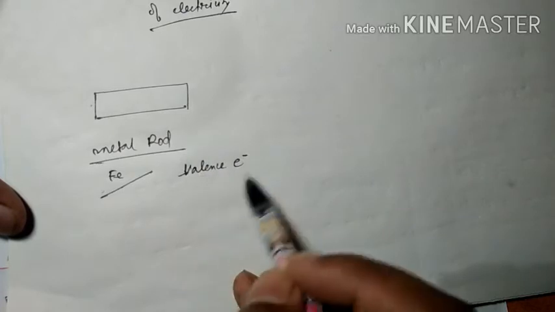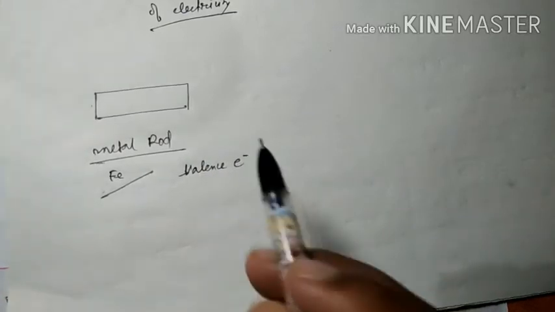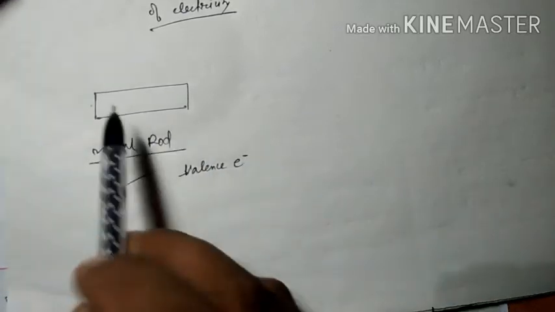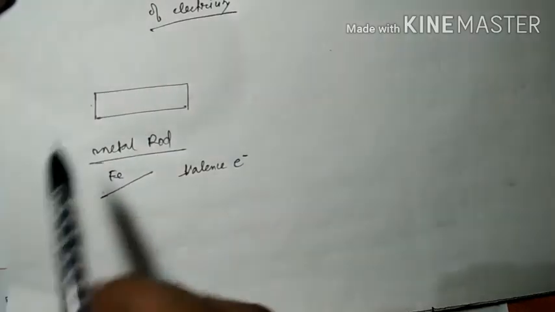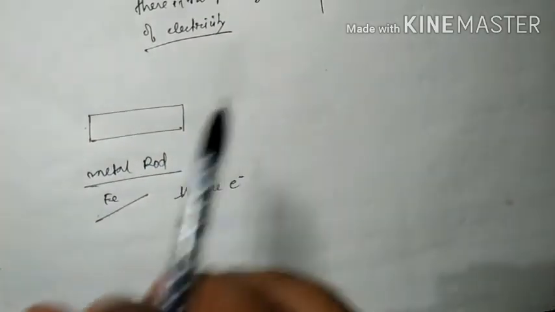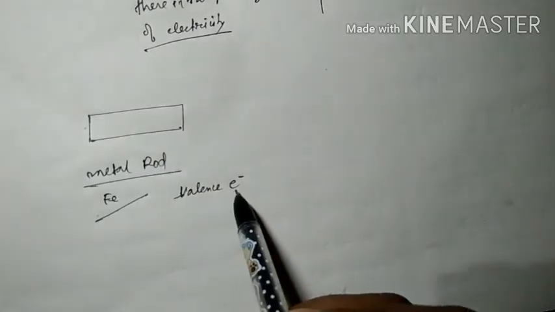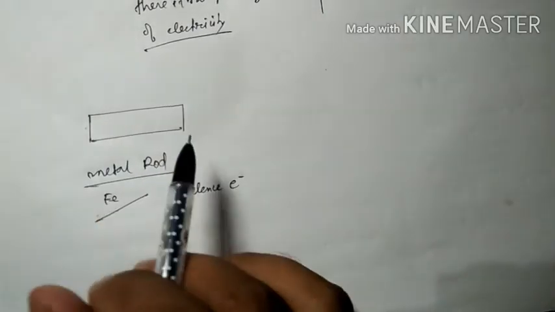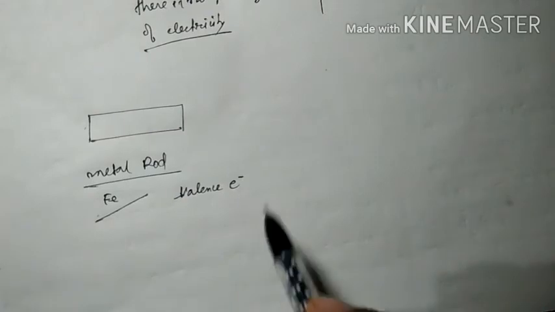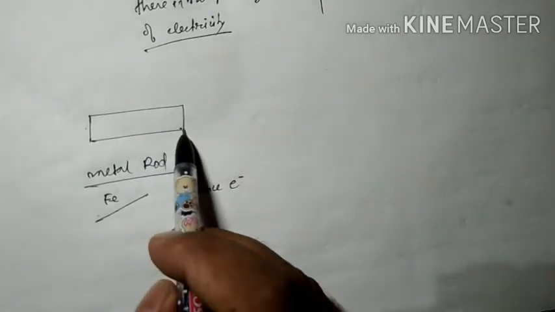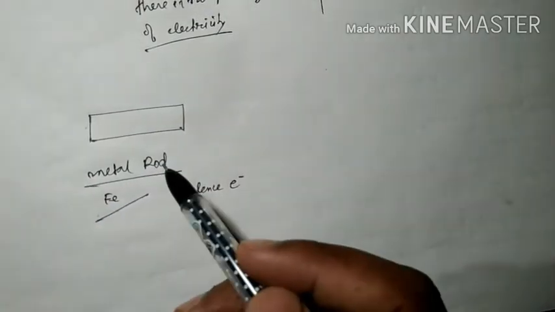Now the valence electron is free to jump, in other words. Since it is a metal, not a solution, remember this one, it's a metal solid. The valence electron will participate, or the valence electron will influence its metallic or conducting property.